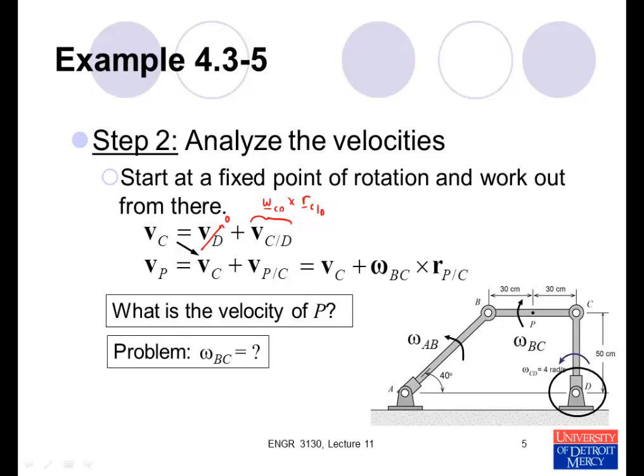The issue that we run into is that we don't know what the angular velocity of this bar is. So we're trying to calculate the velocity of P. We have this equation and we have an unknown that we don't know. So in essence, we're trying to determine the x and y components of VP and implicitly the angular velocity BC. And so we don't have enough equations to solve for those three unknowns.